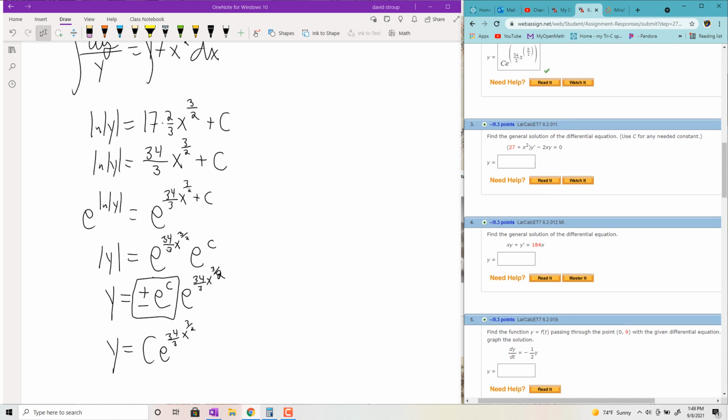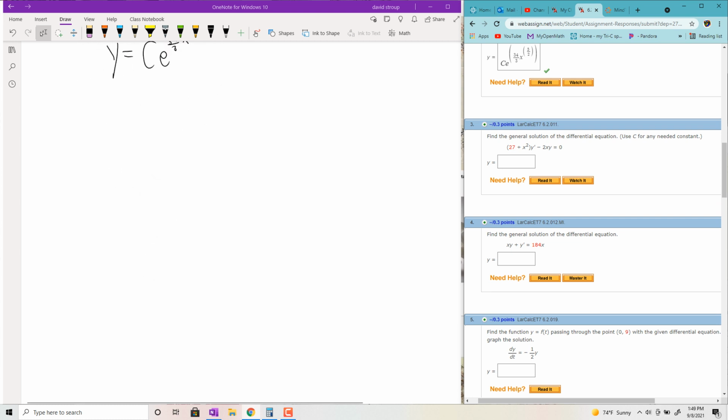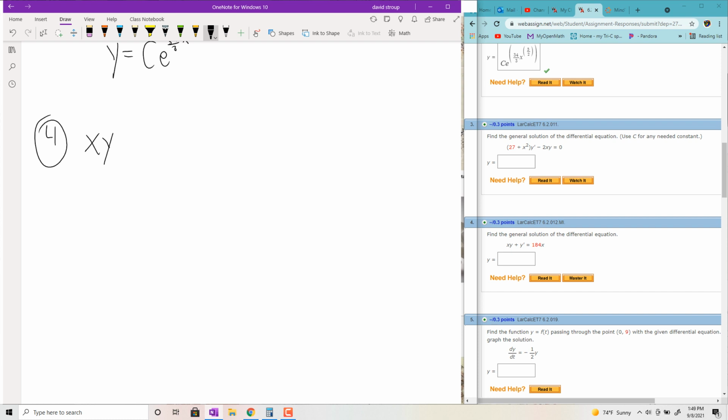Let's do at least one more of those, right? Let's try number 4. I don't think they do enough examples in the book. So xy plus y prime equals 184x. I'm going to isolate the y prime. So y prime equals 184x minus xy. I'm going to factor out the x on the right-hand side here. So I have x times 184 minus y.